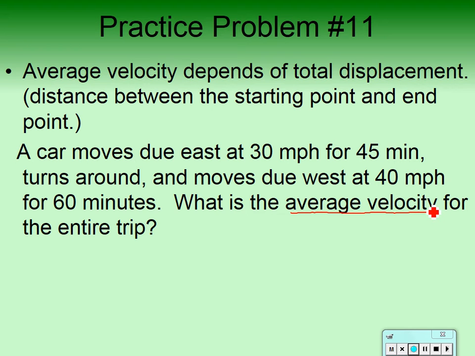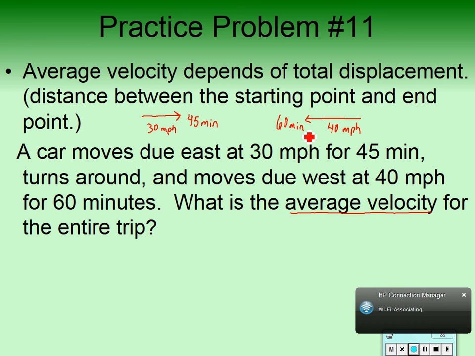So let's draw the vectors for the trip. He went due east, which is 0 degrees, to the right, at 30. So 30 miles per hour. And this lasted for 45 minutes. Okay. Then it turned around, went 40 miles per hour, so slightly longer. So 40 miles per hour. And he did this for 60 minutes. Okay. What was the average velocity for the entire trip?